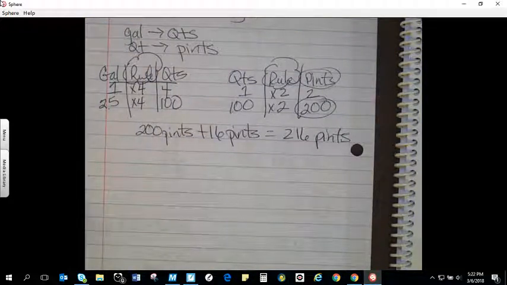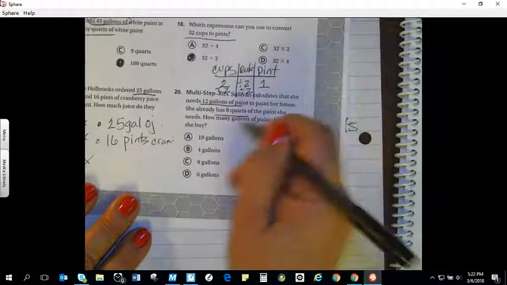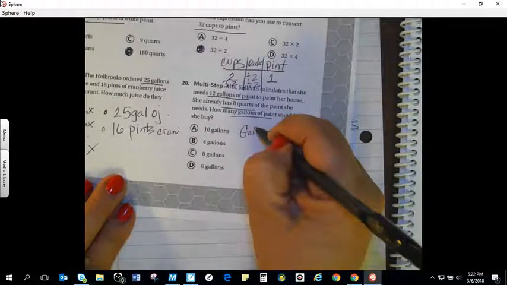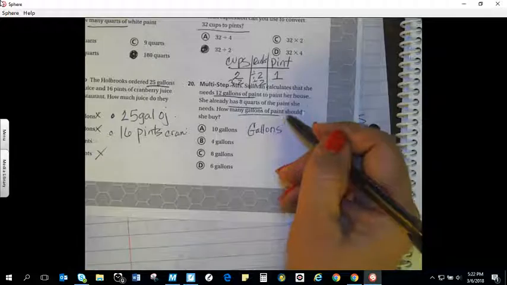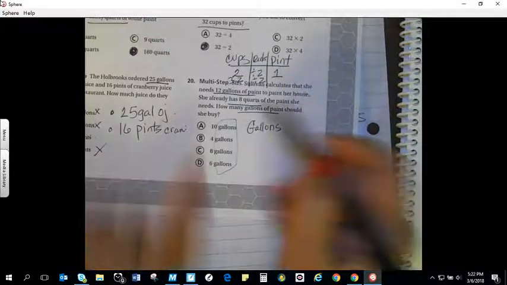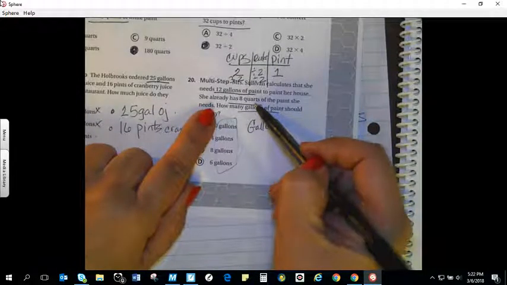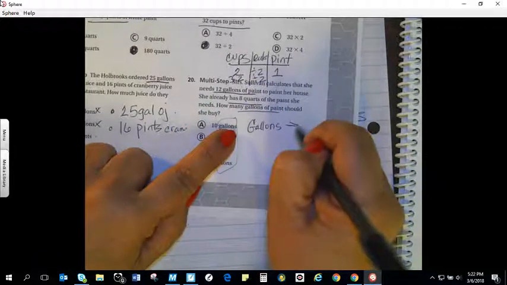All right, let's look at the last one, number 20. Mrs. Sullivan calculates that she needs 12 gallons of paint to paint her house. She already has 8 quarts of paint she needs. So how many gallons does she need to buy? So I need to go from gallons to quarts before I can do anything else. I'm going to have to do some conversions. These are all my gallons, right? That's how much she needs. But she already has 8 quarts. So I can't take 8 quarts out of 12 gallons. So I'm going to need to take my gallons and convert that into quarts.